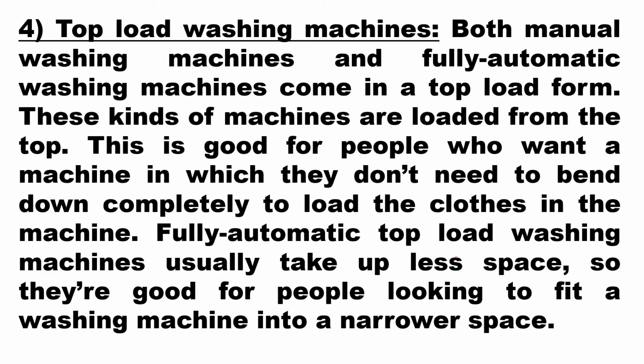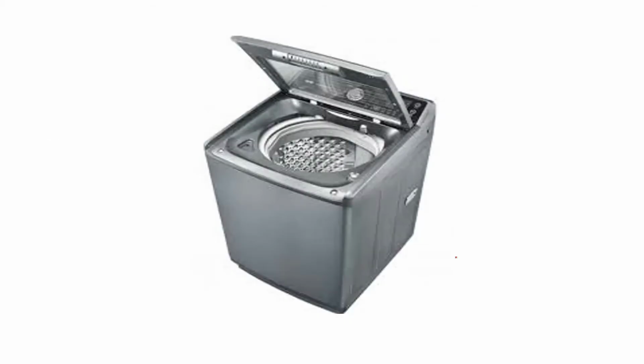Fully automatic top load machines usually take up less space, so they are good for people looking to fit a washing machine in a narrower space. Okay. If you see the picture of a top loading machine, you can see the clothes are put from the top side, and then the lid is going to be closed, and then according to the water input, the soap, and the load of clothes, the washing will take place in the inner drum here.